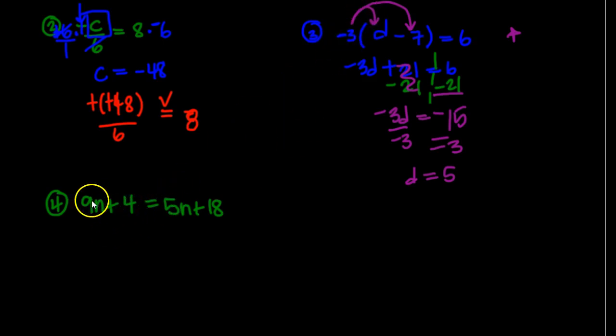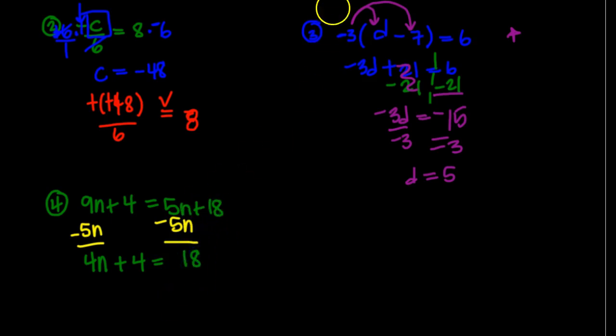Okay, now that you're back, we look at cleaning up both sides. There's nothing to clean up, but I see that I have variables on the right side. I need to move them left. I have numbers on the left side, need to move them right. So I'm going to start by subtracting 5n from both sides. All right, so when I do that on the left side, 9n minus 5n is 4n. I didn't do anything with the +4. 5n minus 5n is 0, so that leaves me with a +18.